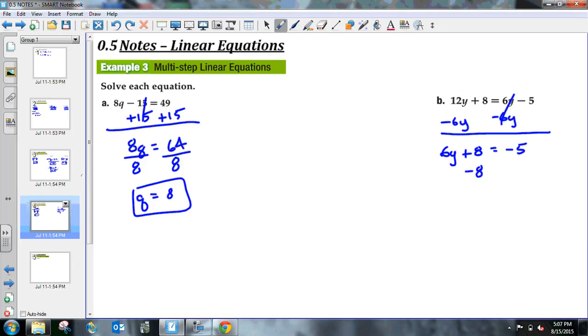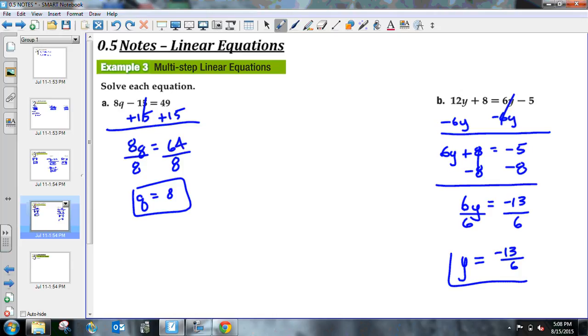So I'm going to subtract 8 now from both sides. Isolate my y, move all the numbers over, and I'm going to get 6y is equal to -13. And then I'm going to divide by 6, and so my value for y is equal to -13/6. And that's what y is equal to.